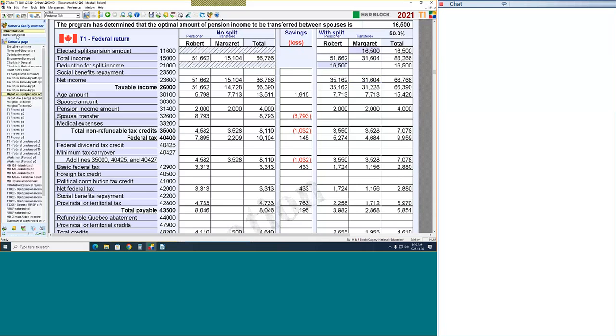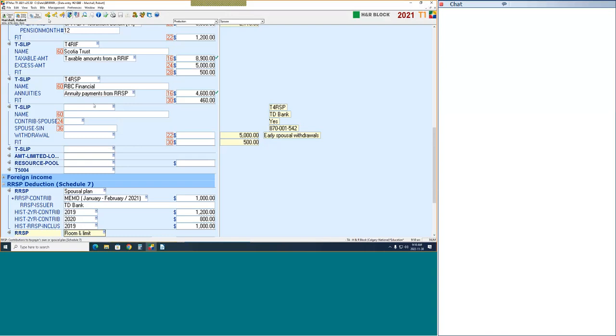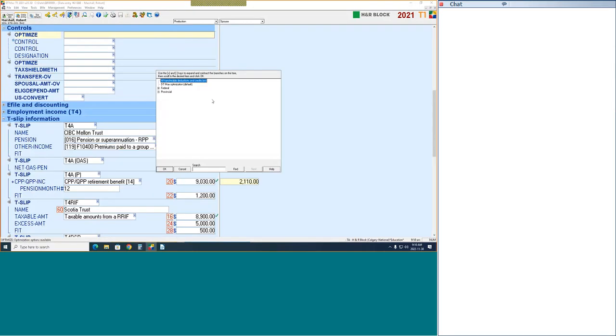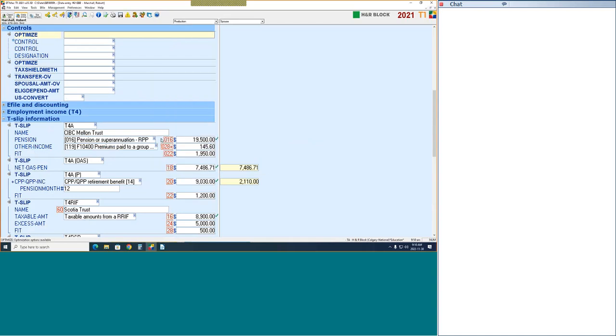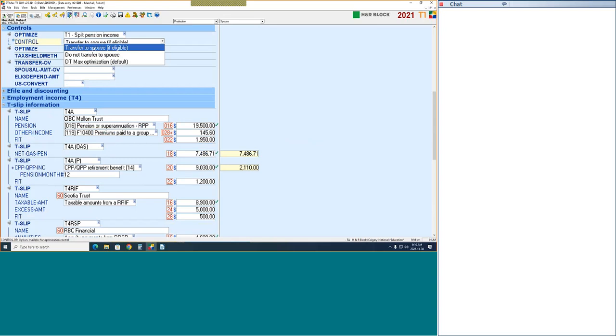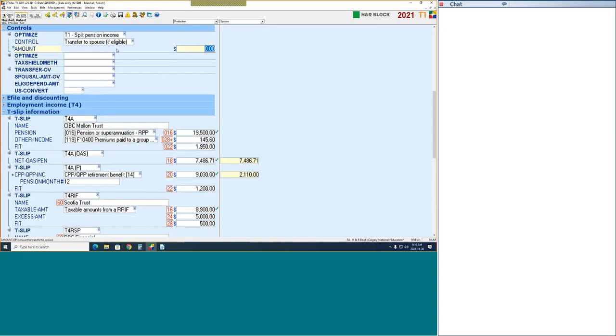So now that I know that, I'm going to go into Robert's return. I'm going to choose Optimize, and you're going to see under Optimize, under Federal, you have Split Pension Income here. I'm going to say OK. Then it's going to ask me, the default is do the best thing possible. In this case, I'm going to choose to transfer a specific amount to the spouse.